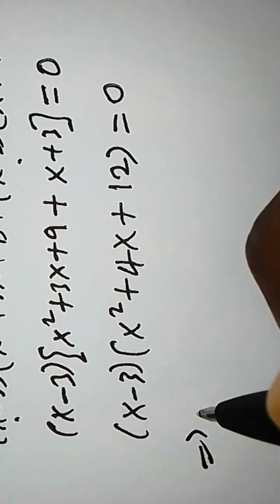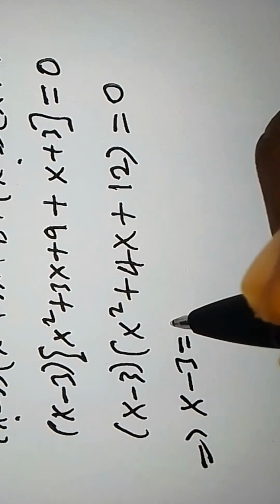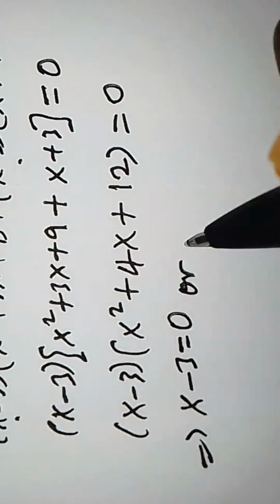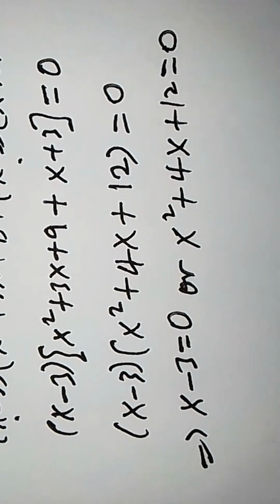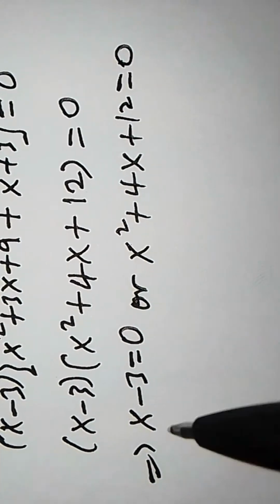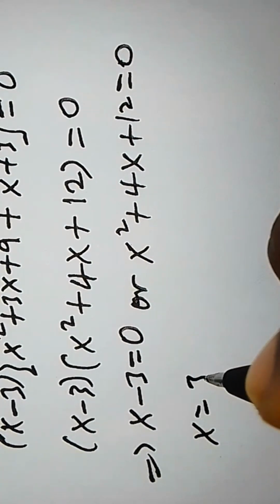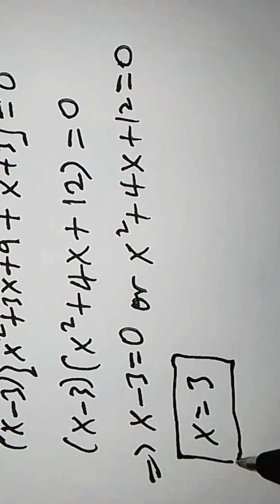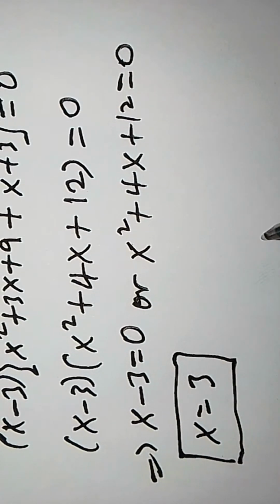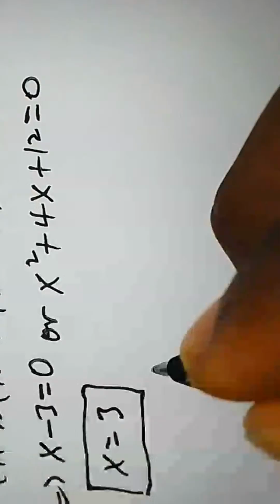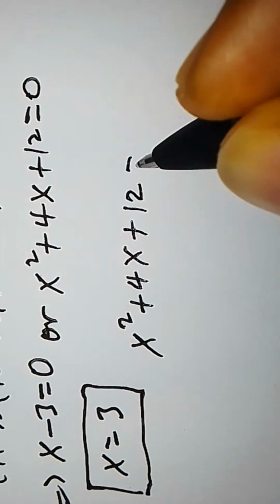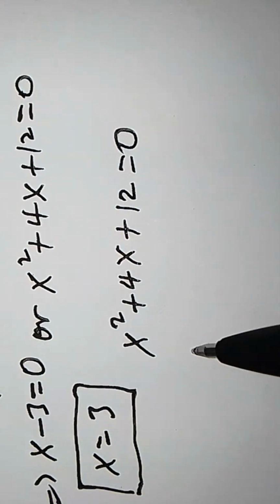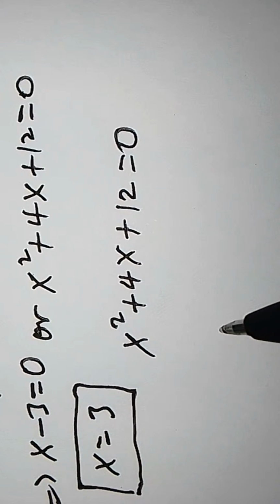This means that x minus 3 is equal to 0, or x squared plus 4x plus 12 is equal to 0. From this line, our x is equal to 3. This is the real solution. x equals 3. Now, let's focus our attention on this quadratic equation. We have x squared plus 4x plus 12 equal to 0. We can solve this quadratic equation using the quadratic formula.